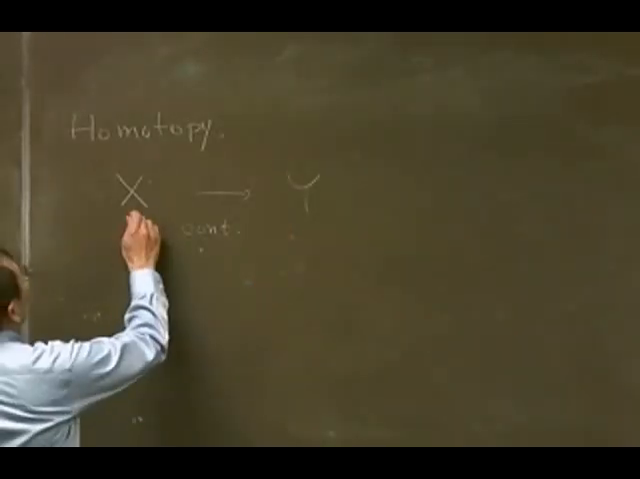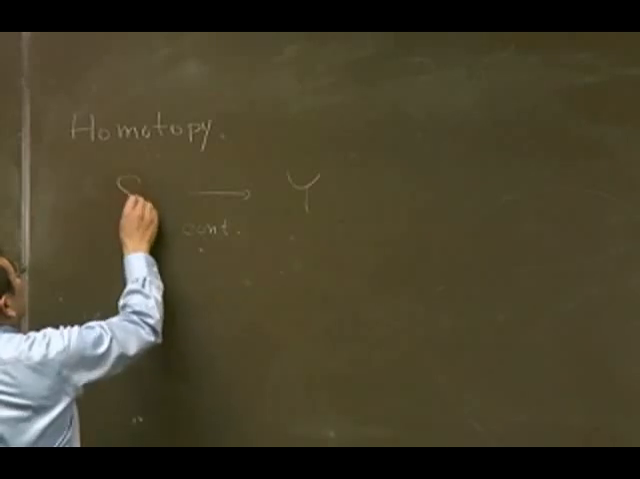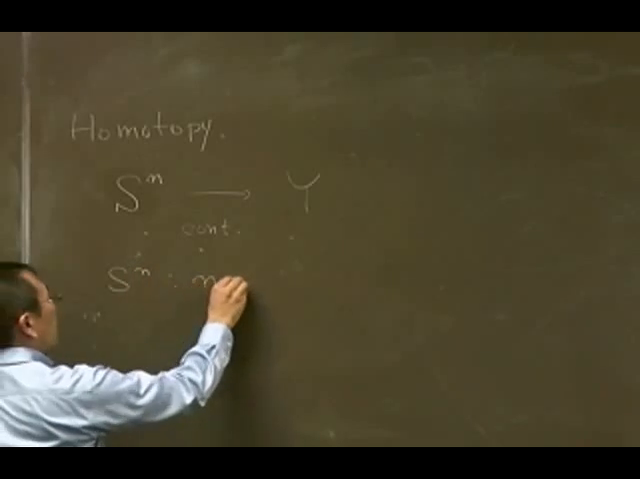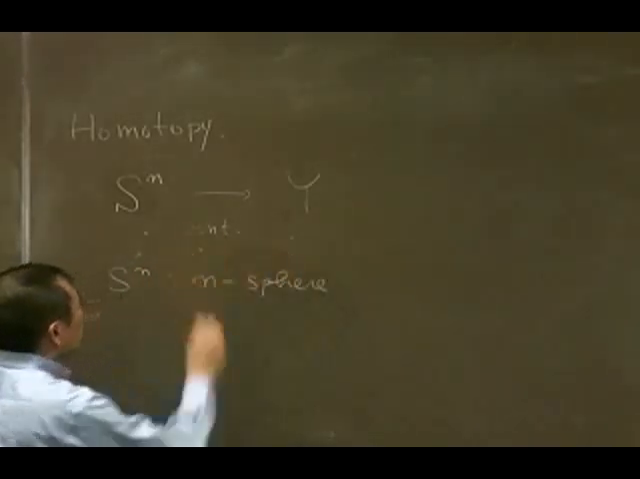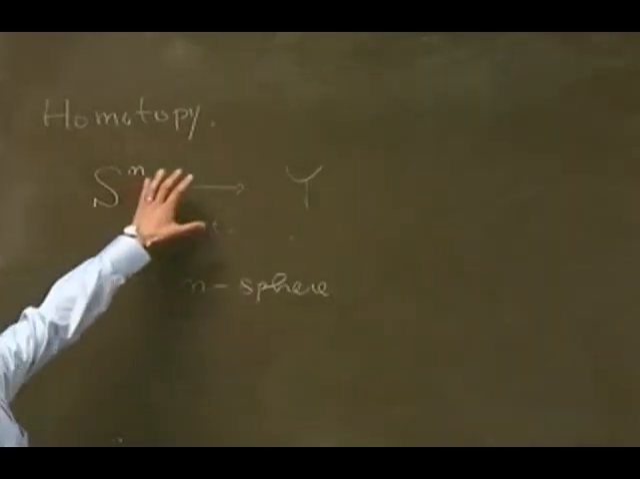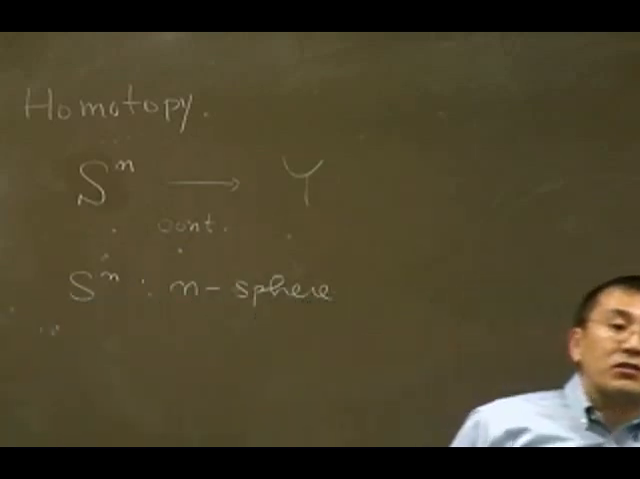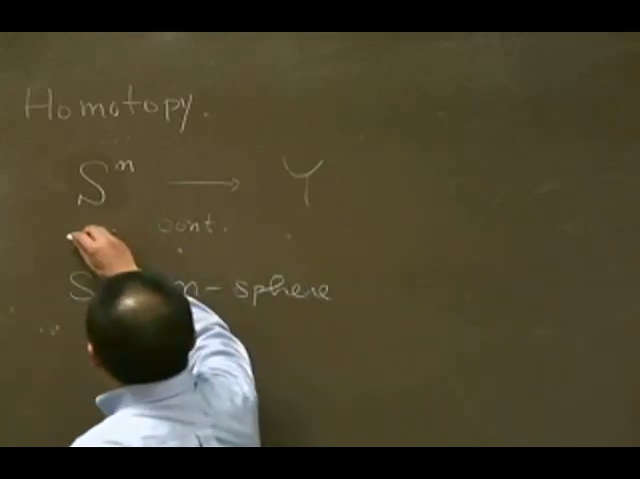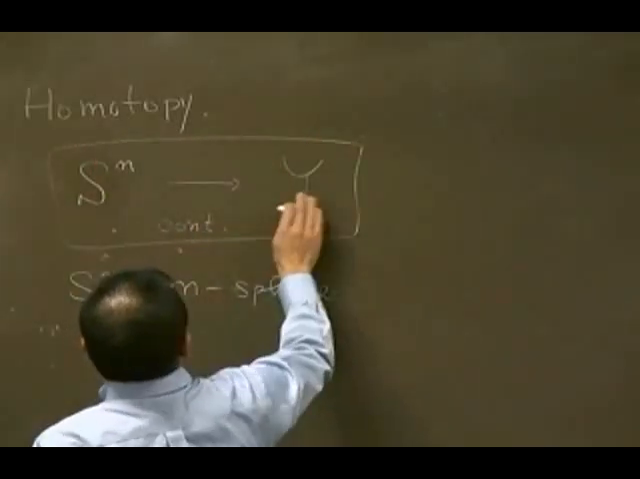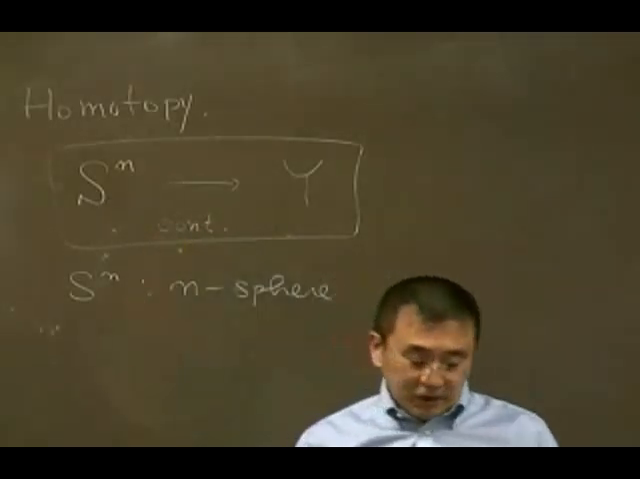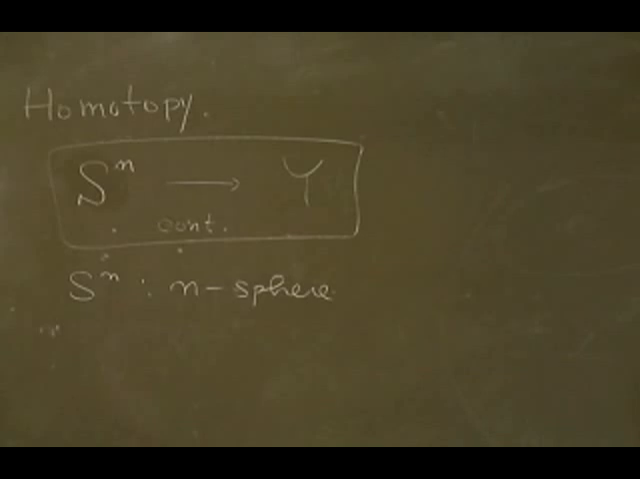Particularly useful is the case when X is replaced by spheres. So S^n is the n-dimensional sphere. In that case, the space of homotopically equivalent classes of such maps is going to be endowed with a group structure. So we can study topological properties of the space Y by studying the classes of such maps. I'm going to tell you how we construct such classes and how to study them.